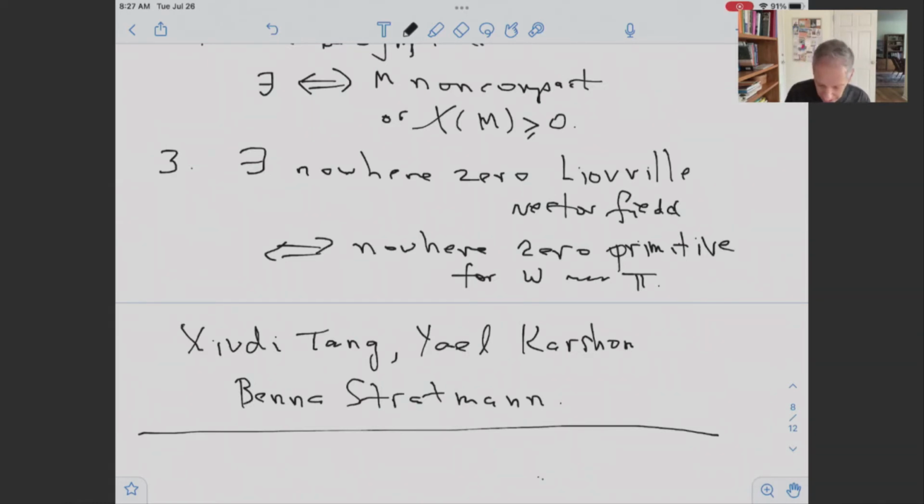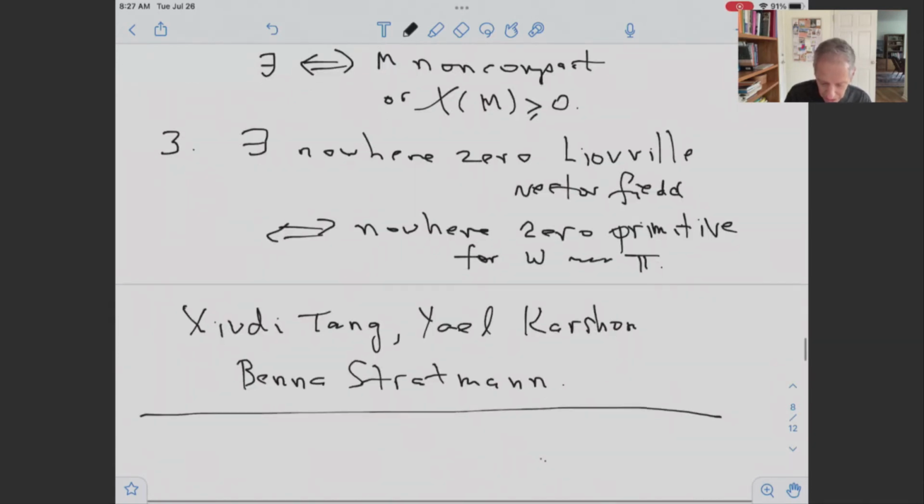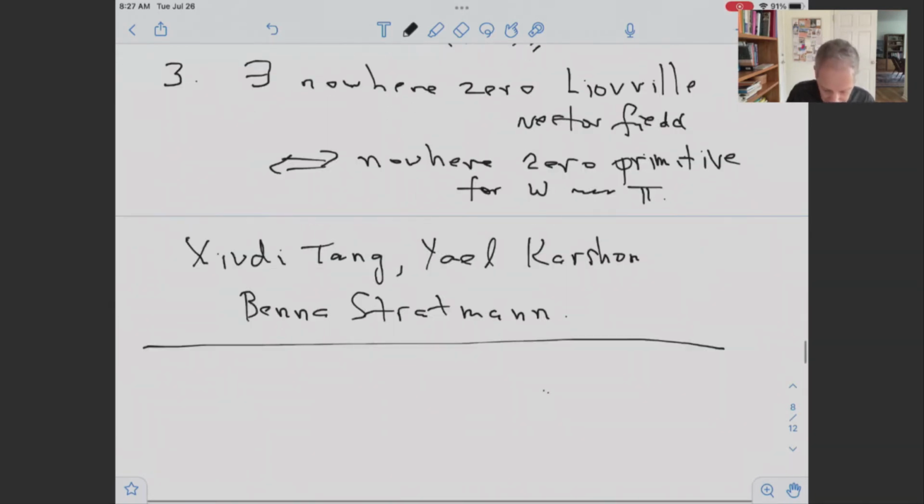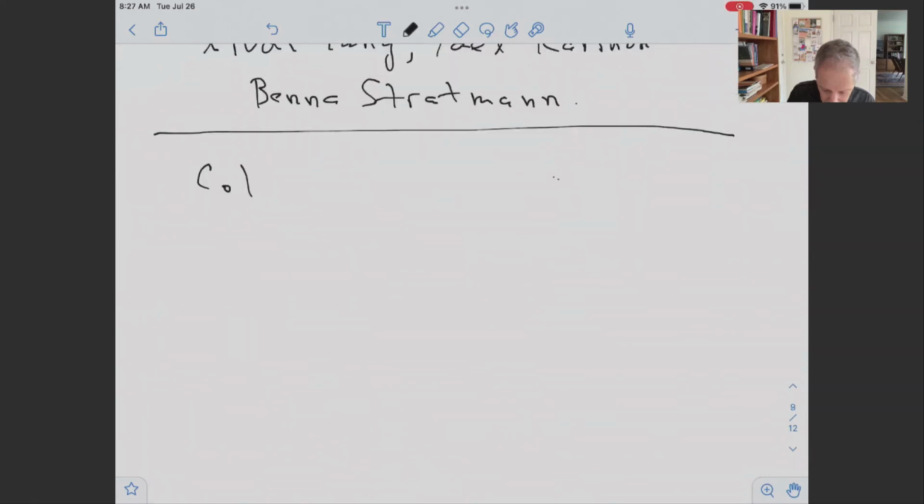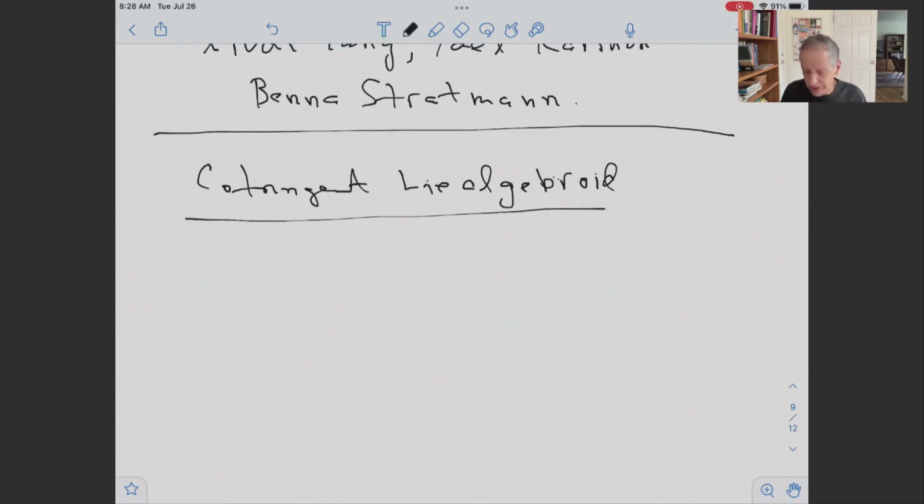So that's the end of the tangent Lie algebroid structure. And next is the cotangent Lie algebroid. So this is new for Poisson manifolds. In the case of a symplectic manifold, the cotangent Lie algebroid is just isomorphic to the tangent Lie algebroid by pi tilde. So here we have some new things happening.